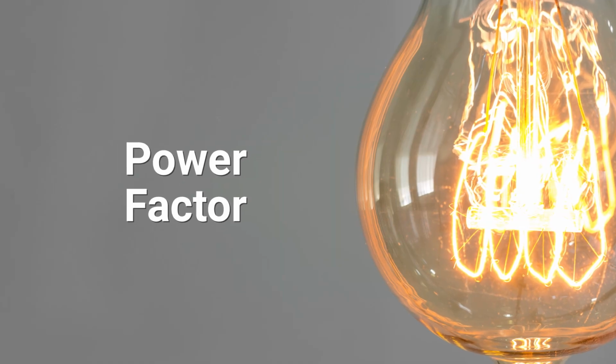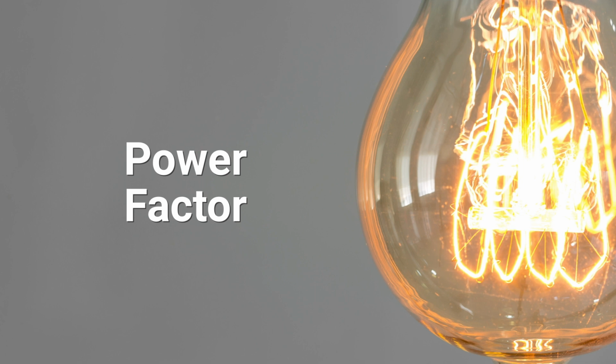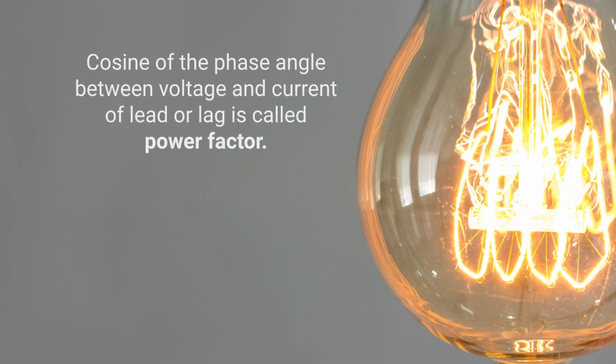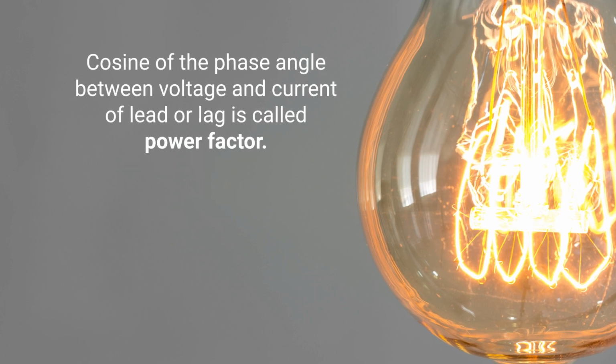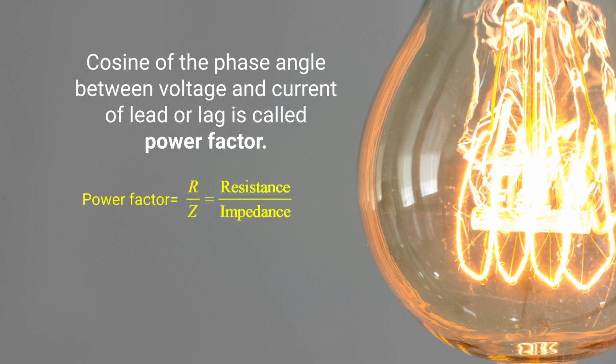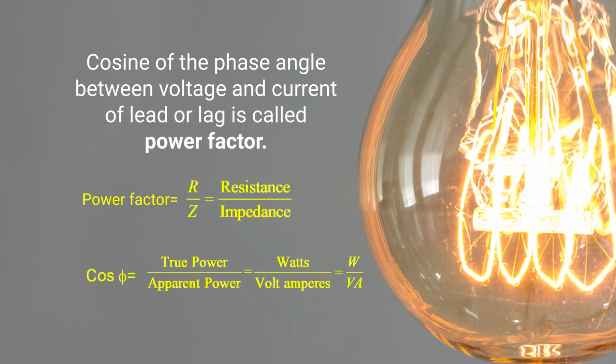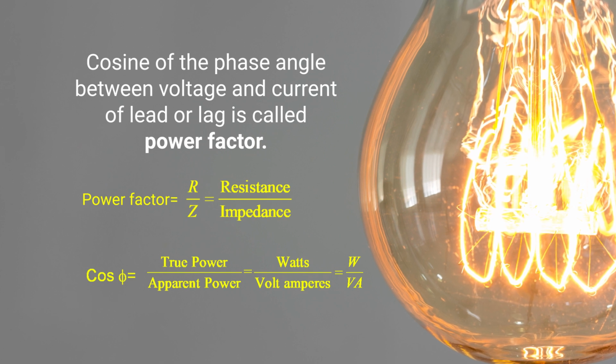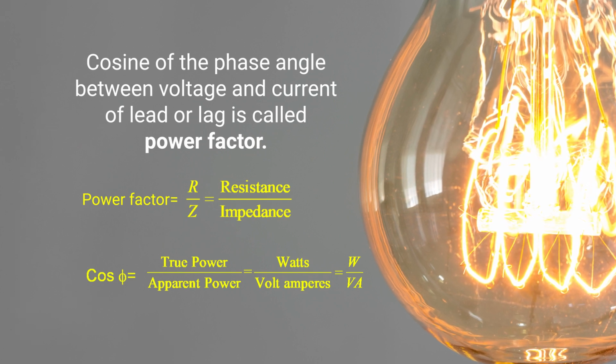As I already told you, power factor may be defined in many ways. First, it may be defined as the cosine of the phase angle between voltage and current. It may be leading in nature or lagging in nature. Power factor can also be defined as the ratio of resistance to the impedance, and as the ratio of true power to the apparent power.